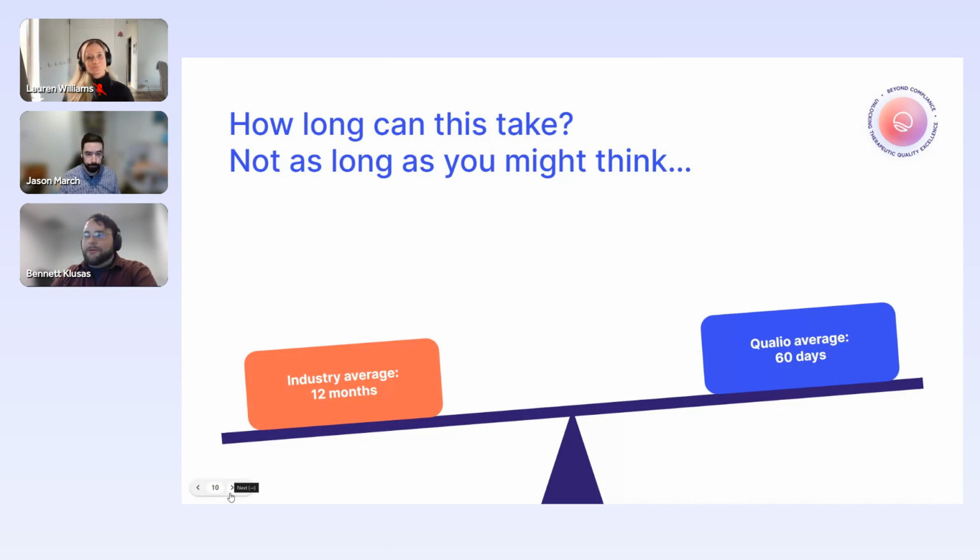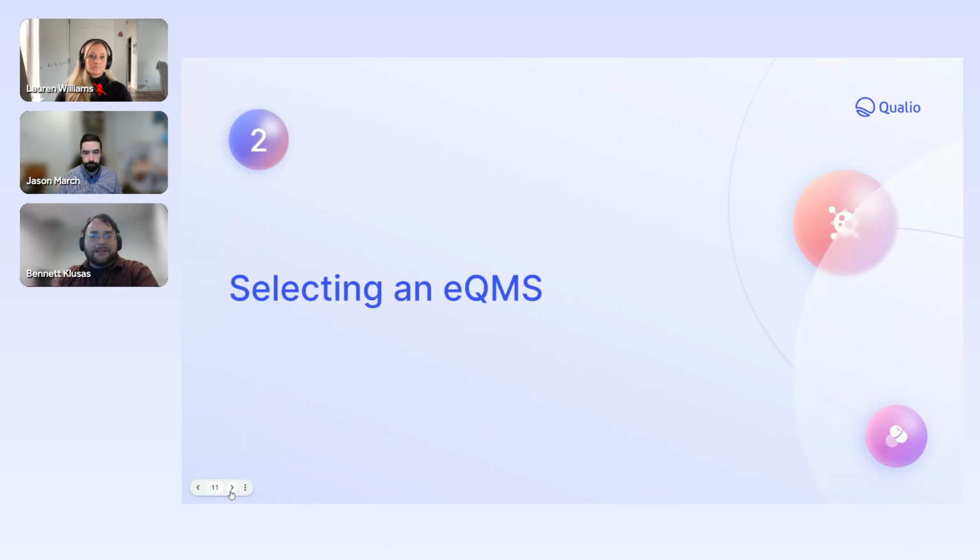Absolutely. So really, when we're answering the question of why do you want to go electronic, the cost is not as high as a lot of people necessarily think. And when you work with platforms like Qualio, where you're taking more off-the-shelf software, you actually can turn around things a lot quicker. So we know why we want to go electronic now. Let's actually take a look at selecting an eQMS.